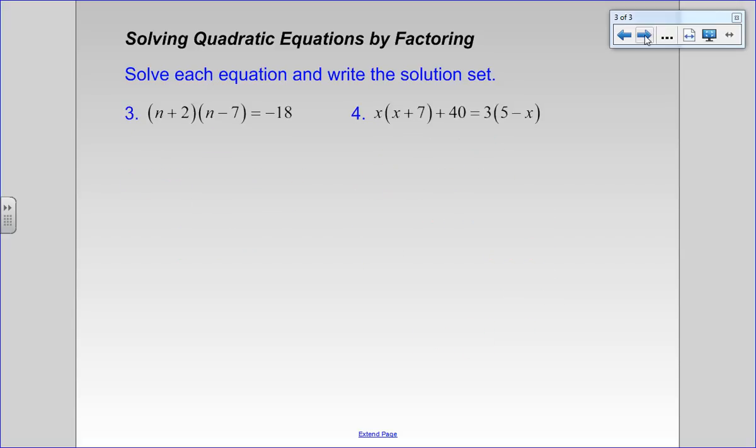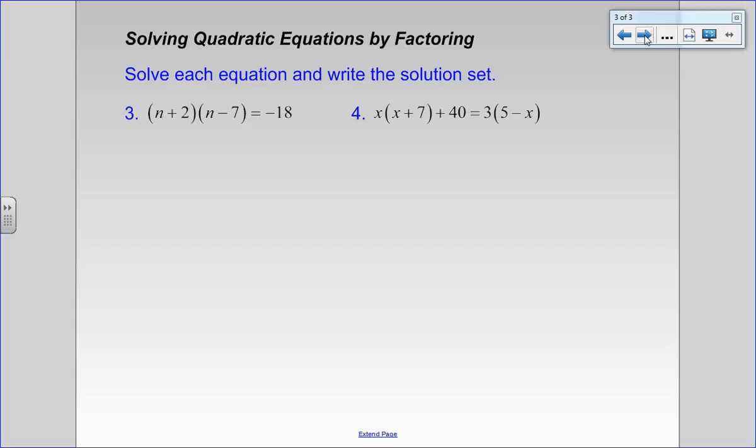Let's do two more examples. Notice that our third equation already has an expression in factored form on the left-hand side. However, the product of those two binomials is equal to negative 18, not 0. So we cannot apply the zero product principle yet. Instead, we need to rewrite this equation in standard form, and then we can use that property.